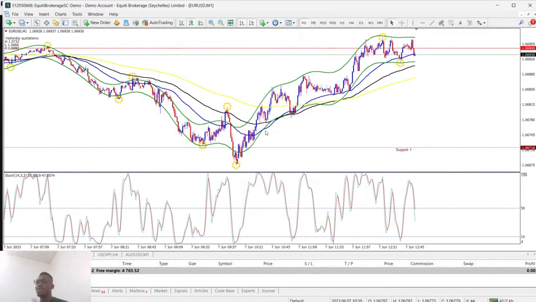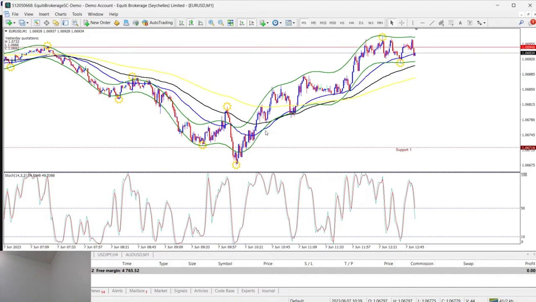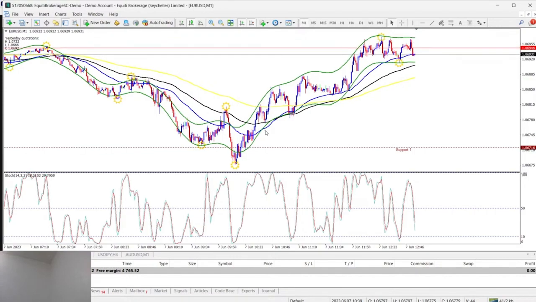It envelopes price. If you notice, you see price hits the upper part. Price hits it here, comes down, hits it here, hits it here, hits it here. It acts as dynamic support and resistance and envelopes price. Then the Fibonacci pivot acts as daily support and resistance.